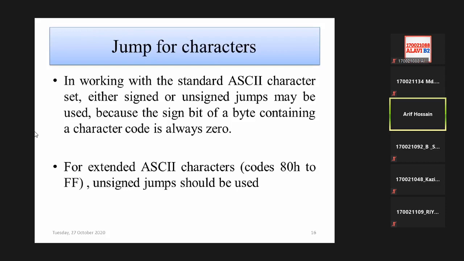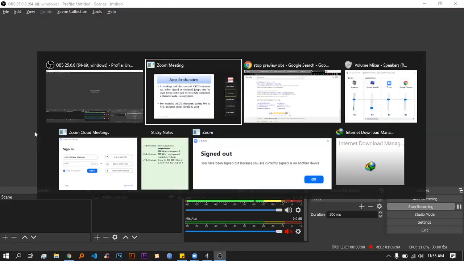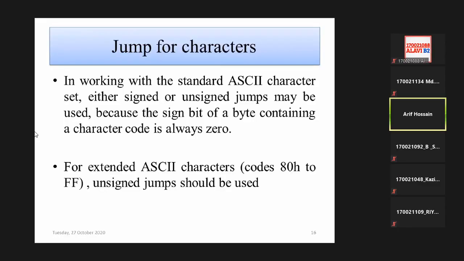But if you go for extended ASCII characters, where the ASCII codes are from 80H to FFH, in these particular cases, you see that your MSB is always 1. That is, your sign bit is always 1. So in all those cases, always go for unsigned jumps. Because if you go for signed jumps, your processor will consider that as a negative number. But your ASCII codes are never negative. Your ASCII numbers are never negative. So you always go for unsigned jumps, because we are going for unsigned interpretation of those ASCII codes. Am I clear?